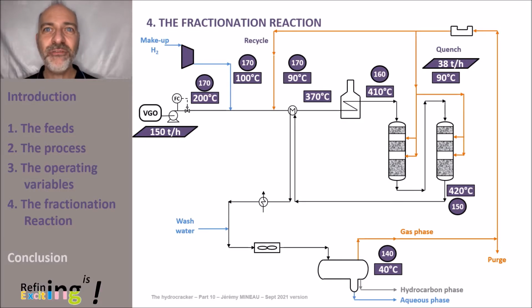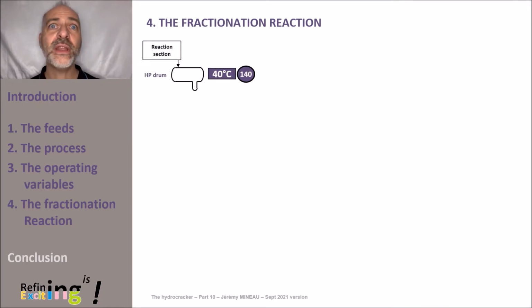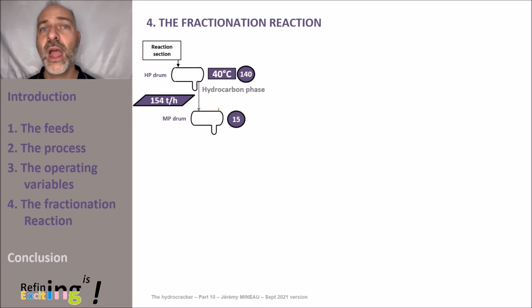Remember that the liquid effluent is under a pressure of about 150 to 200 bars with a temperature of about 40 degrees C. The liquid effluent of the HP drum is usually flashed into a MP drum down to a pressure of about 15 bar G. At this pressure, about 1,500 kilograms per hour of gas is removed.